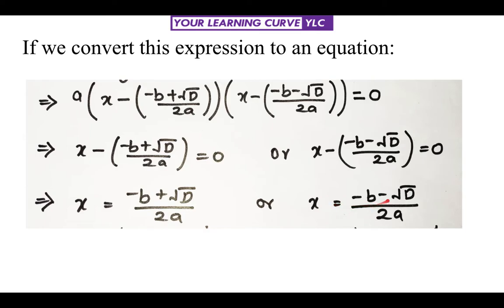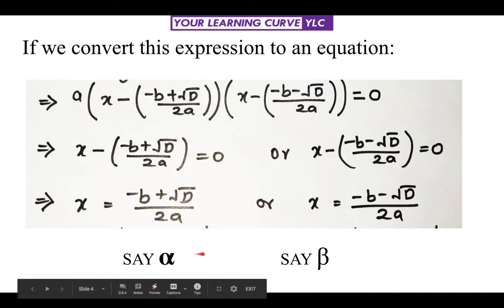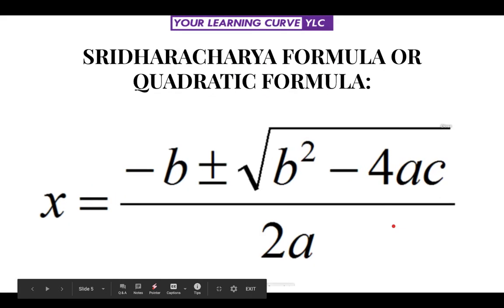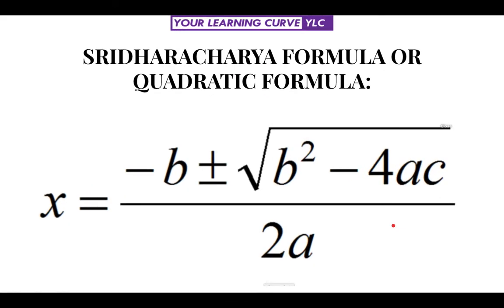Here x is equal to minus b minus root d by 2a. This, when combined, we call Shridharacharya formula. We name this root as alpha, we name this root as beta. These roots are the roots of the quadratic equation, that is minus b plus root b square minus 4ac upon 2a and minus b minus root d upon 2a.